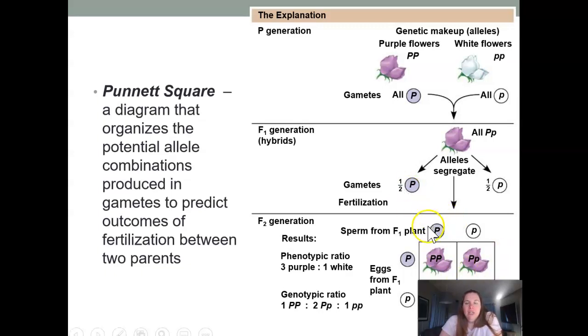So here's the sperm from the F1 generation, here's the egg from the F1 generation. Notice that they each have one dominant allele and one recessive allele, and when we cross these, we're going to get 4 possibilities. So we have homozygous dominant. Let me move this guy.